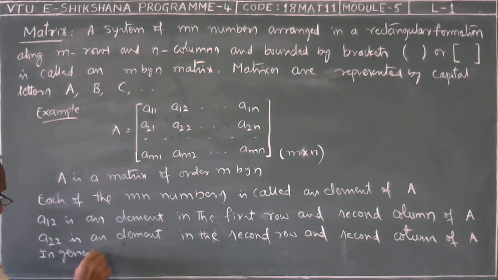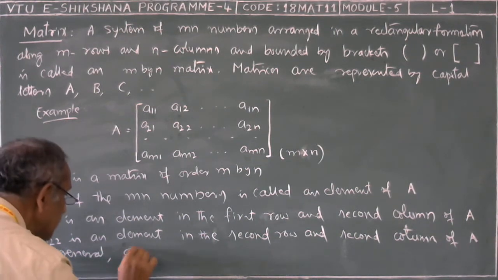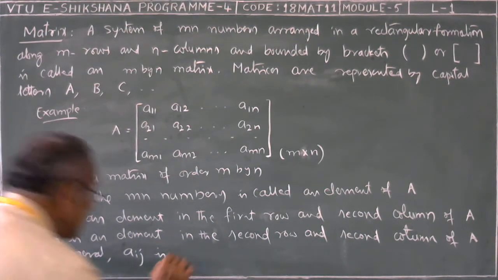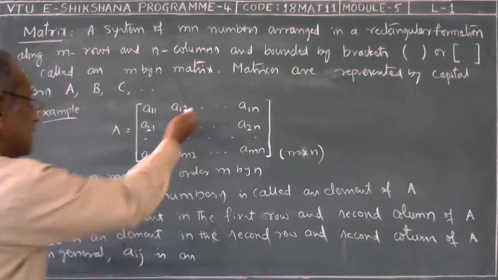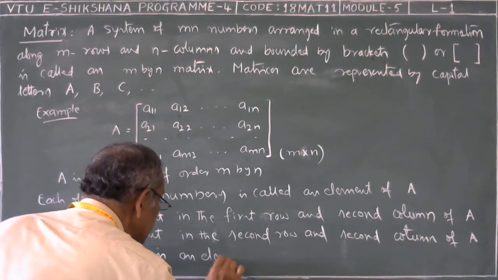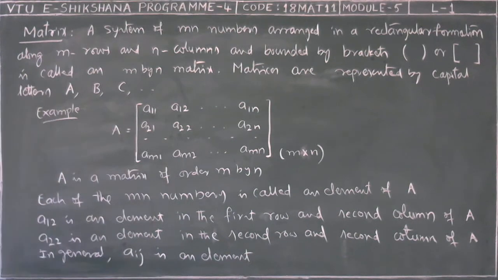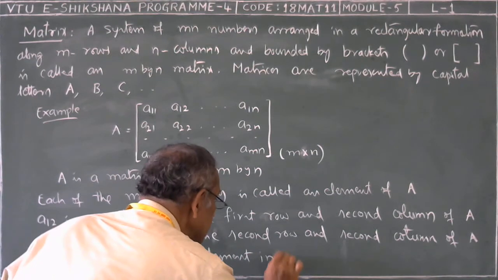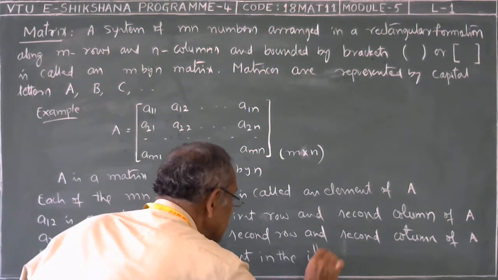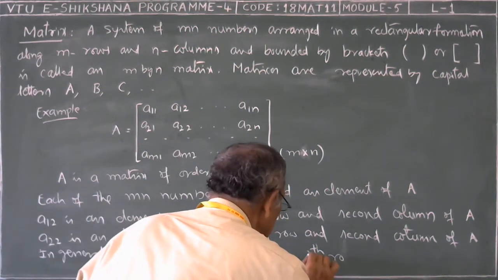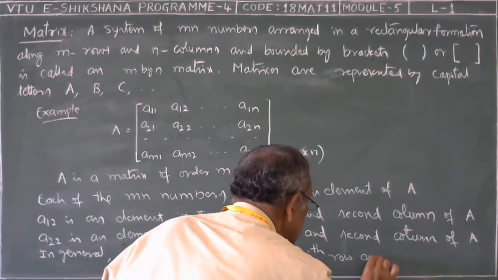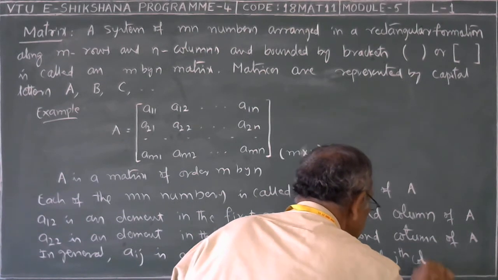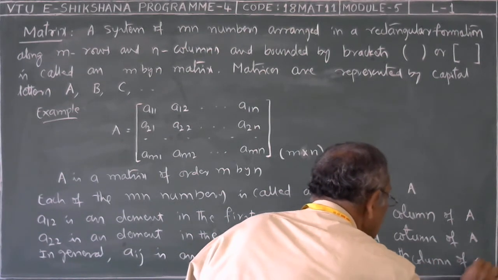In general, Aij is an element or entry in the ith row and jth column of A. Element in the ith row and jth column of the matrix.